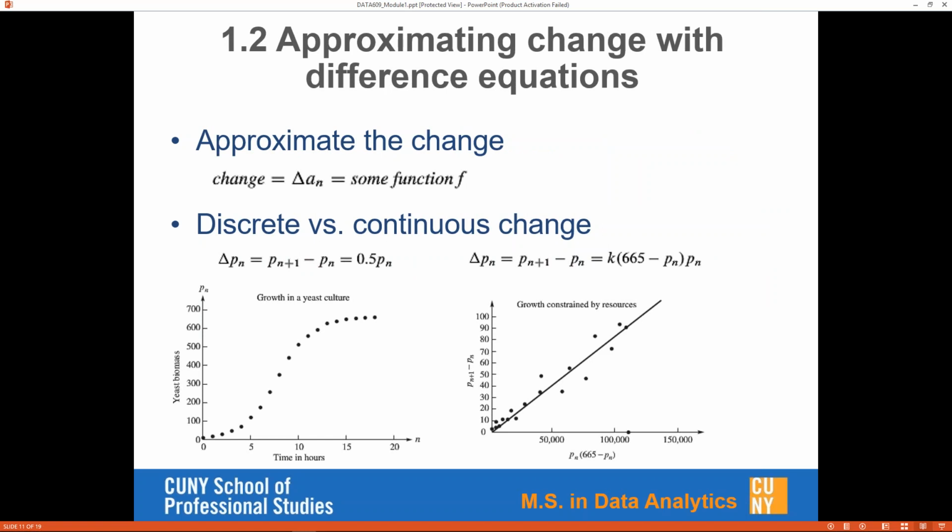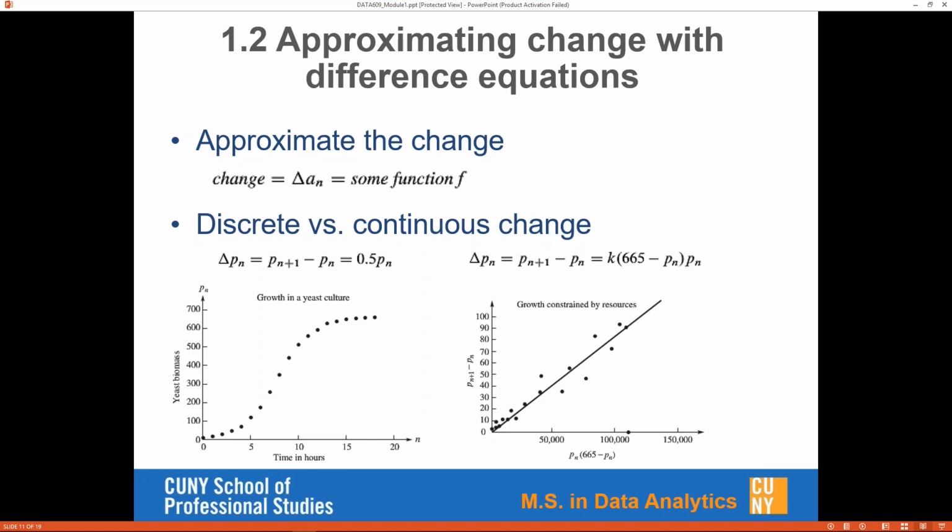And then if we think about how we can approximate the change, we say that the change, delta a sub n, is some sort of function. If we look at the discrete case on the bottom left, the x-axis is time in hours, y is yeast biomass, and you can see that for different time epochs there will be a different yeast biomass. The question becomes, how can we model this process? Would we be able to use this difference concept to model it?